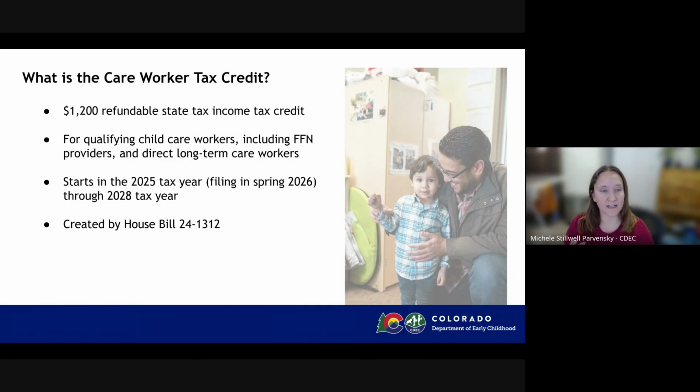This Care Worker Tax Credit is for qualifying child care workers, which includes family, friend, and neighbor providers, which is unique for the first time, as well as separate from CDEC's purview, some direct long-term care workers as well. It starts in the 2025 tax year, so it applies this tax year. People will file for it when they file their taxes in spring of 2026, and it goes through the 2028 tax year. It was created by House Bill 2513-12 several years ago.